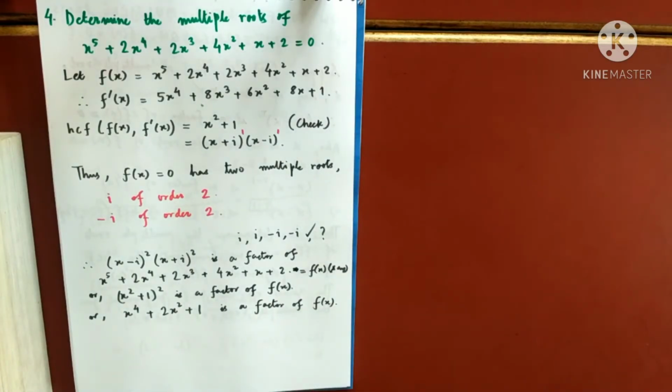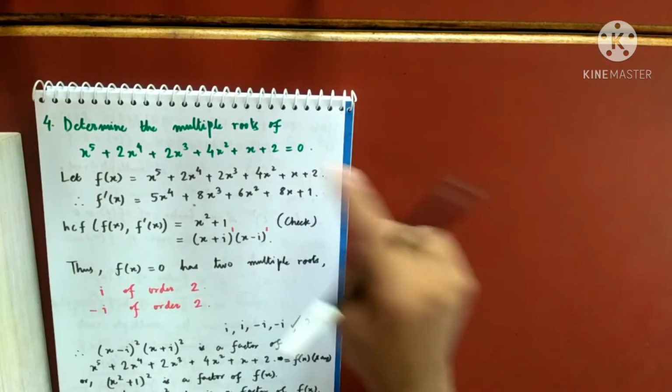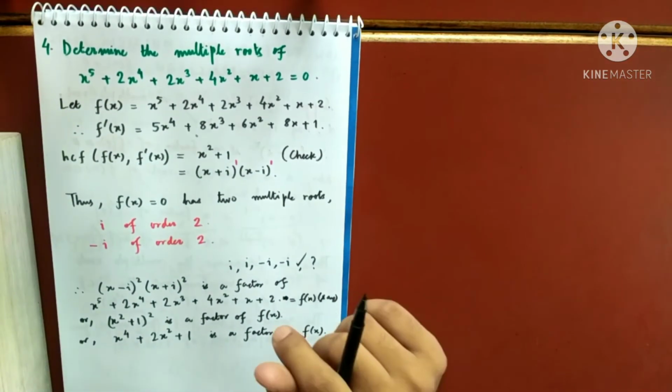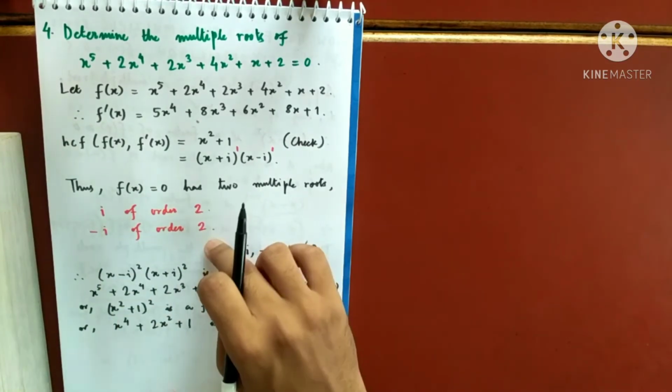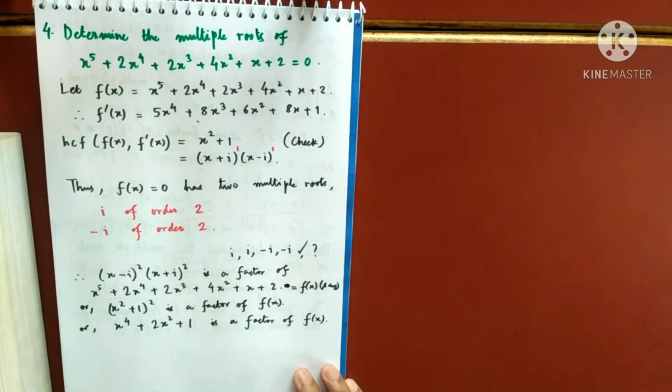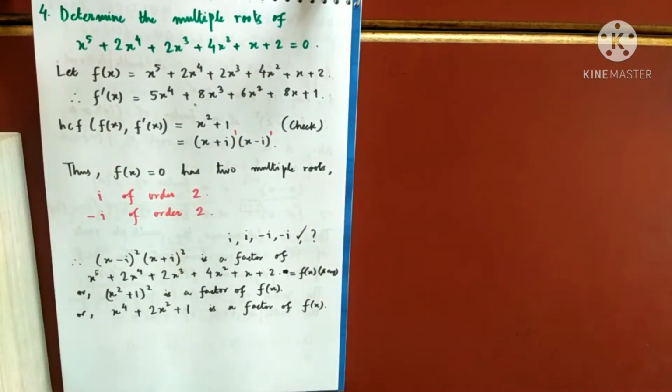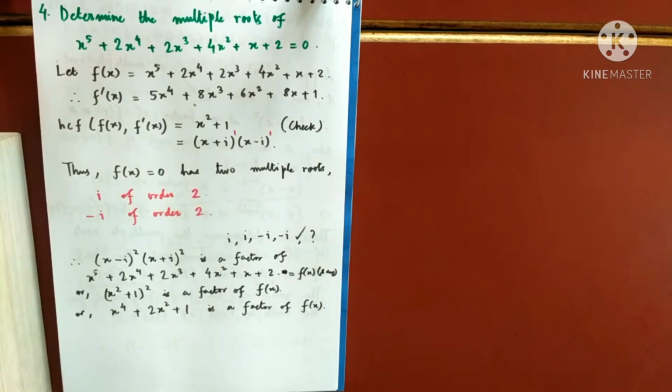So my point is, I have to find all the roots of the given equation. Remember that. I have already calculated the roots to be i of order 2 and minus i of order 2. So this will be a factor of f(x), and simplifying this factor, I know that x to the power 4 plus 2x square plus 1 is a factor of the given polynomial. So I will divide this by this. So let me divide it.